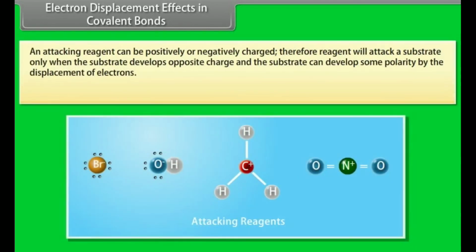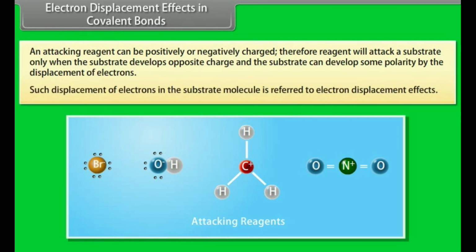Electron displacement effects in covalent bonds. An attacking reagent can be positively or negatively charged. Therefore, the reagent will attack a substrate only when the substrate develops an opposite charge and the substrate can develop some polarity by the displacement of electrons. Such displacement of electrons in the substrate molecule is referred to as electron displacement effect.